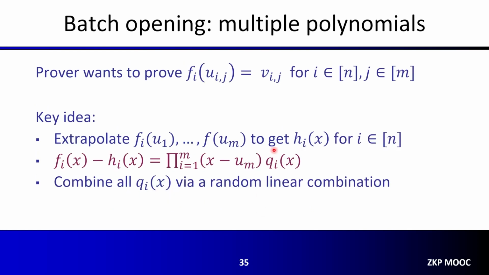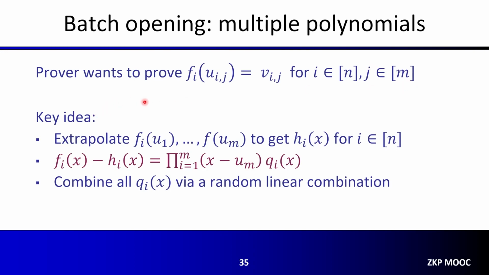And finally, in the extended version, which was actually left as a homework in the previous lecture by Dan, there exists a batch opening protocol for multiple polynomials and multiple evaluations. So now in the most general case, the prover commits to multiple polynomials f_i for i belongs to the set N, and then the prover wants to prove that f_i(u_ij) equals v_ij for j belongs to the set of M.